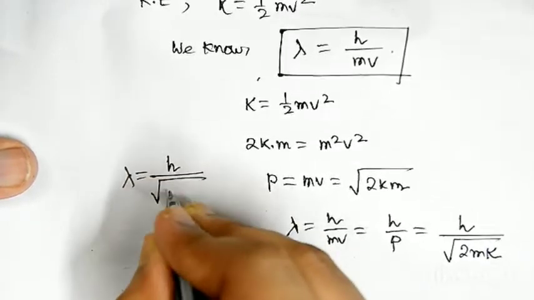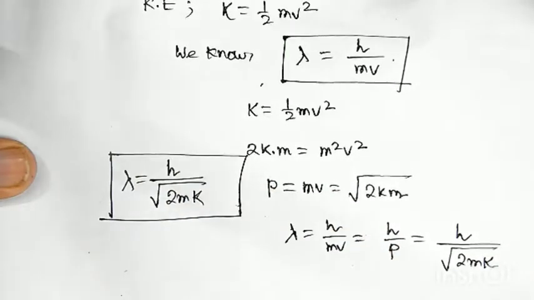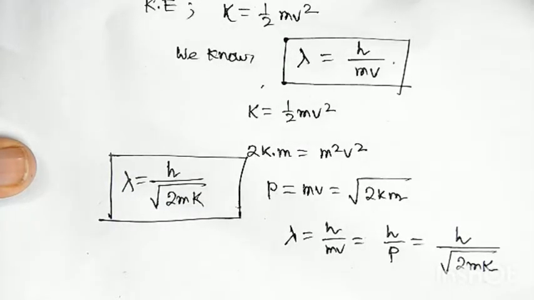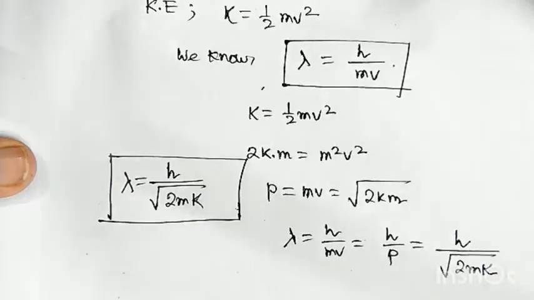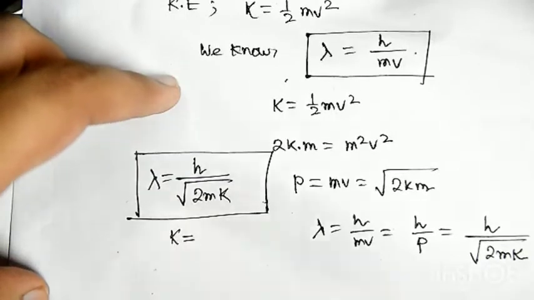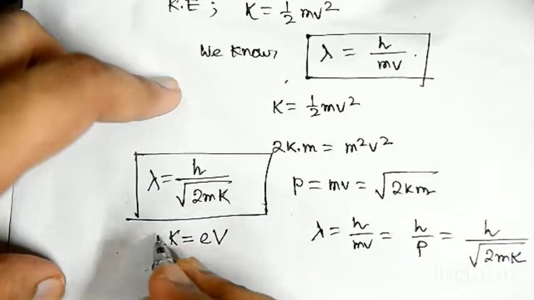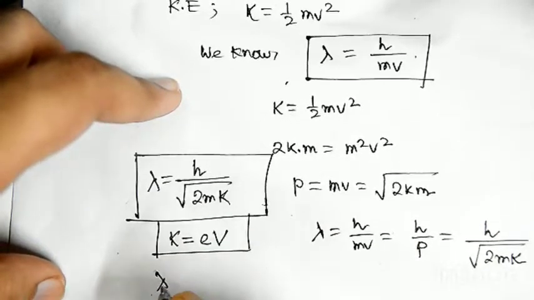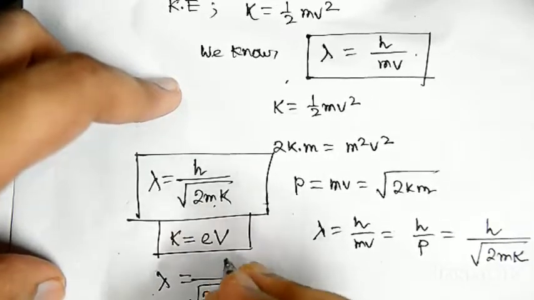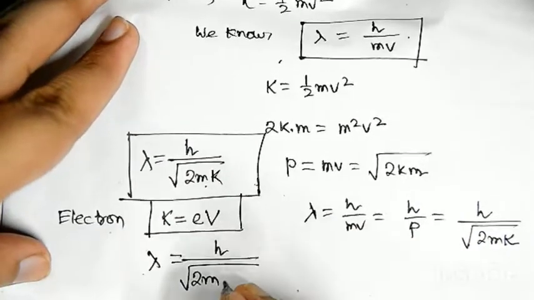λ = h/√(2mK). That's a very important equation. Let's say further that the kinetic energy of electrons, which we all know, is represented by charge multiplied by potential difference. The charge of an electron is e, and the potential difference is considered as V. In that situation, what we get is h by root 2m, and in place of K, we are putting the kinetic energy of the electron, that is eV, so root 2meV.